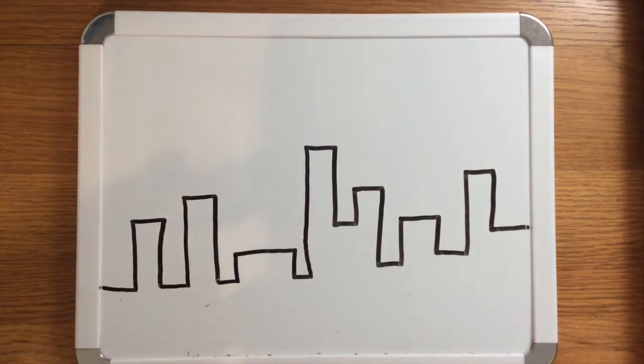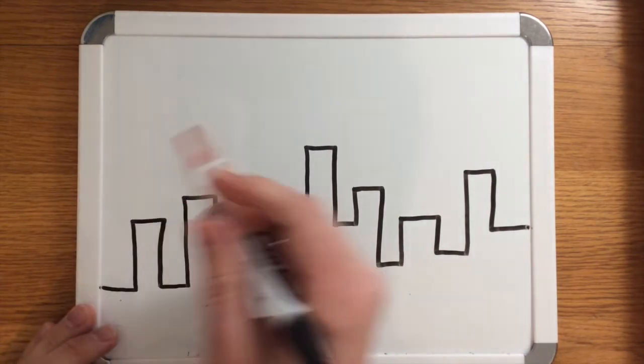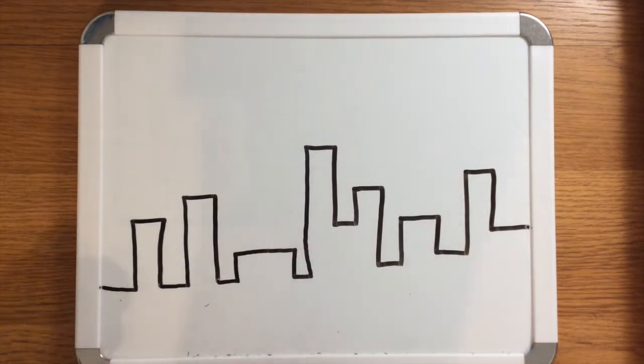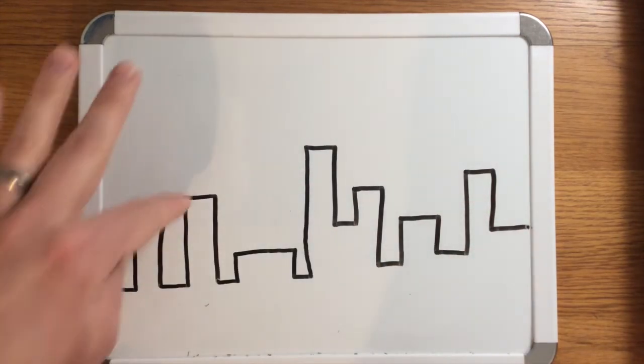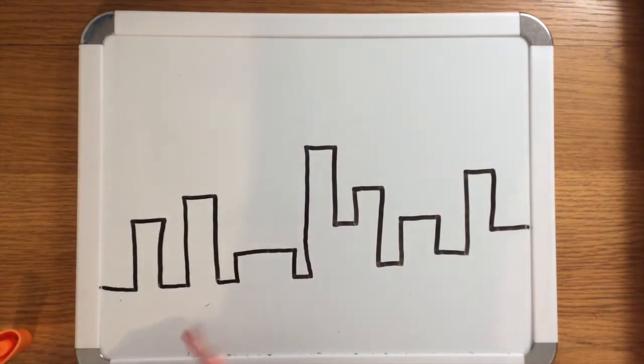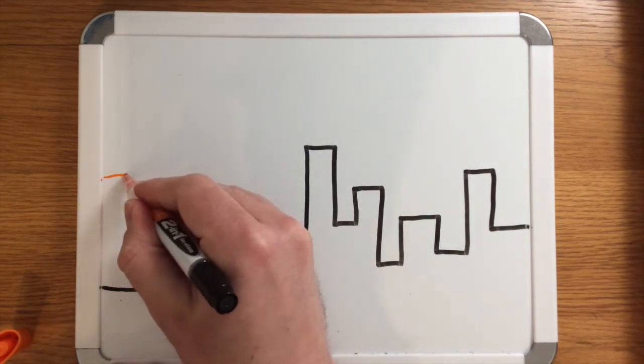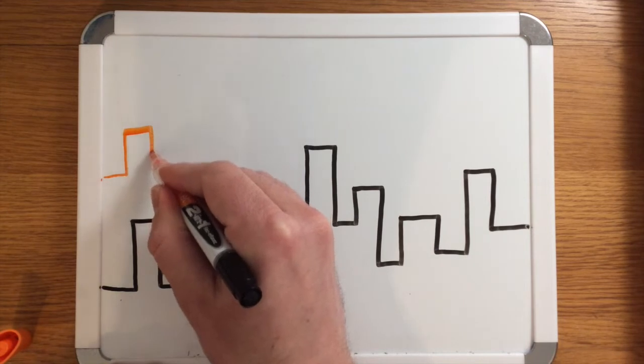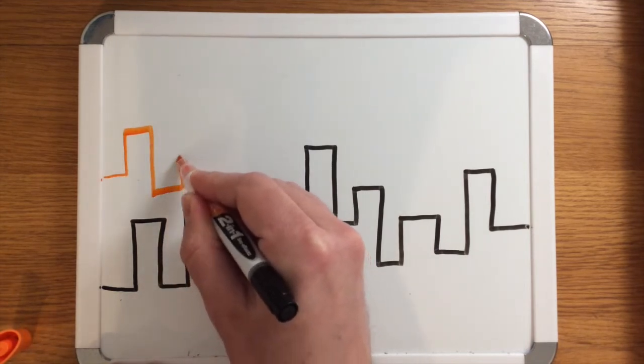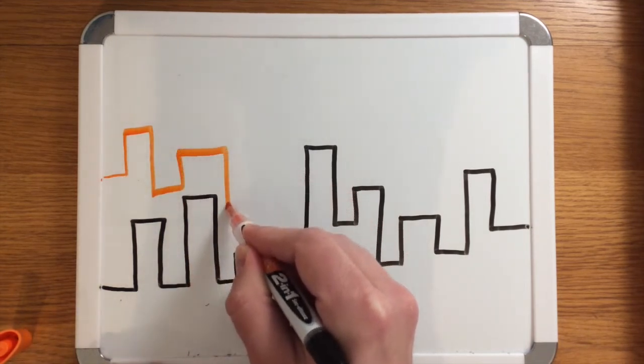I'll use my orange side of my marker this time. And this time I'm going to add some different shapes to the top of my building. So these are all straight, flat top buildings. Maybe I'm going to add some pointed or angled buildings this time. So I'm still going to follow my pattern though. Right, up, right, down, right, up, right, down.